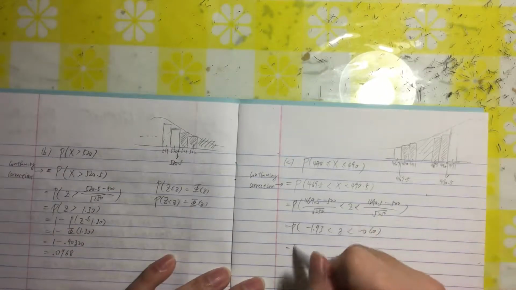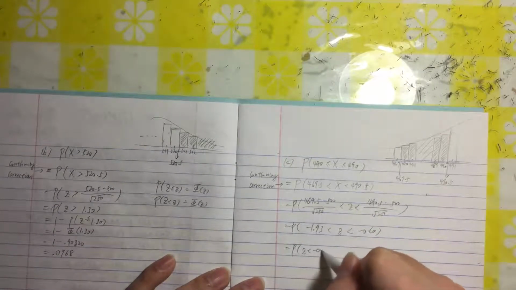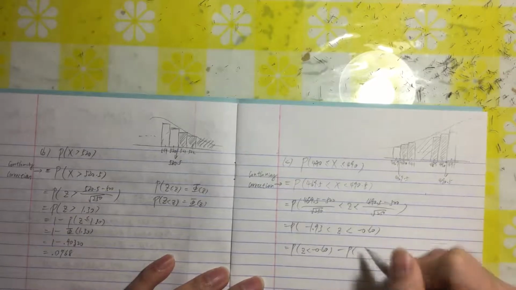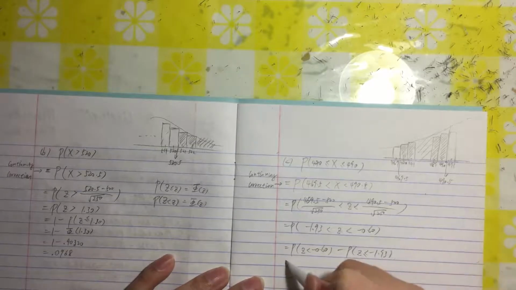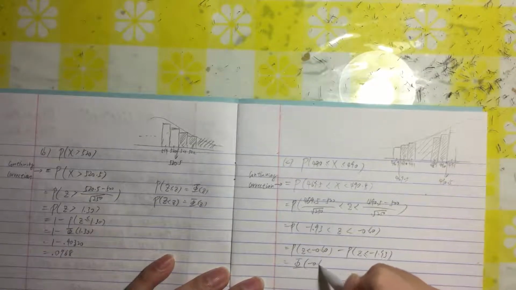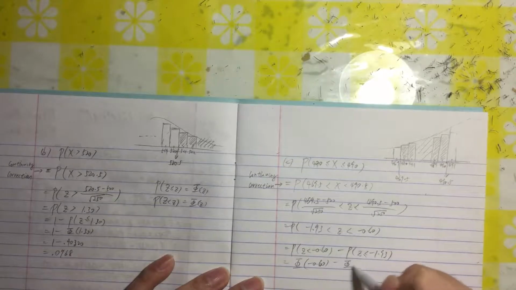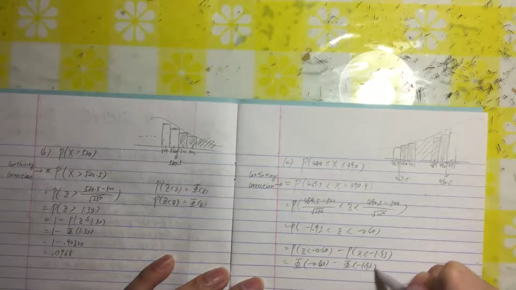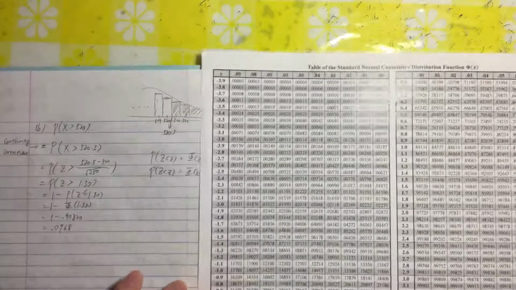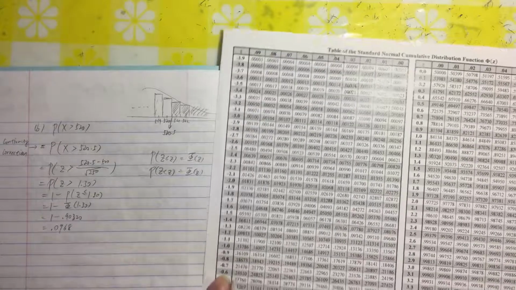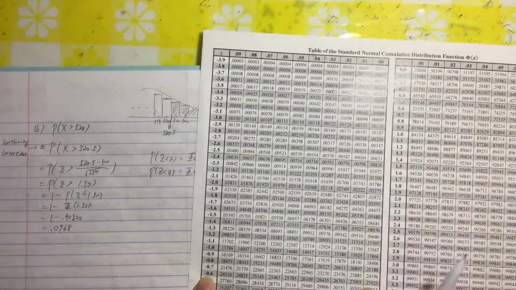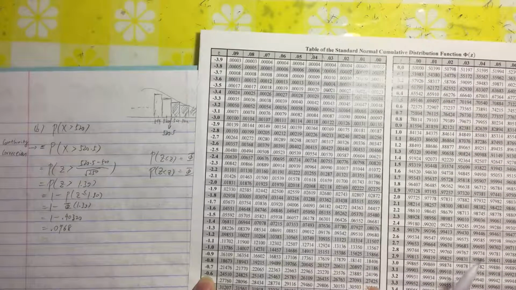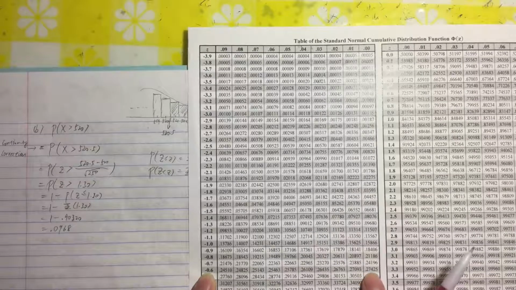So this can be rewritten as probability that Z is less than or equal to negative 0.60 minus probability that Z is less than or equal to negative 1.93. That's phi of negative 0.60 minus phi of negative 1.93. Phi of negative 0.60 in the table: negative 0.6 is here, negative 0.60 is here. That's 0.27425.